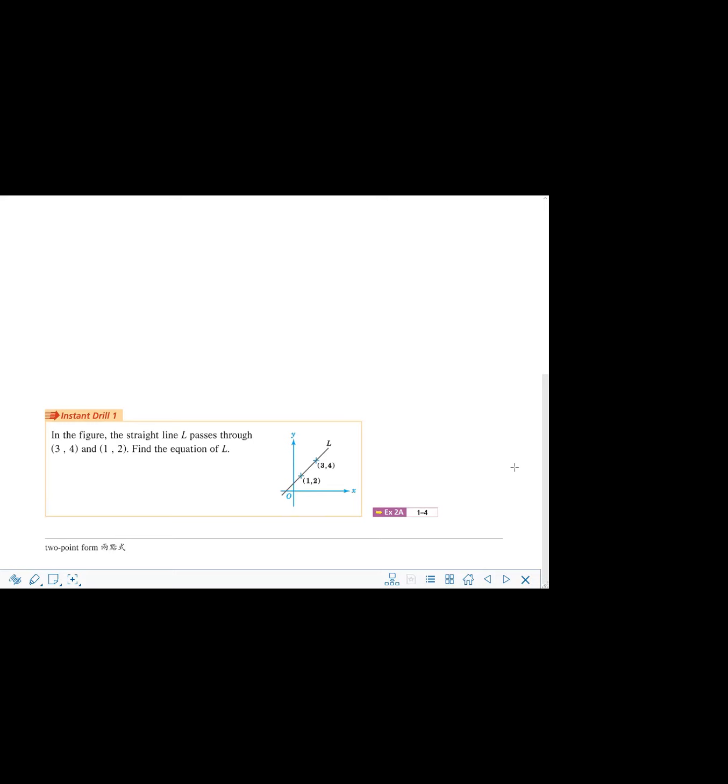Okay, let's check the answers. So we are going to find the equation of L. So I'm going to use the point slope equation approach. Okay, point. We just choose any one point to be the point. So I choose the one with smaller numbers. Okay, that is 1, 2, and then slope. We have the coordinates of 2 points. So we are going to use the slope formula. So y2 minus y1 over x2 minus x1. So that should be equal to positive 1.